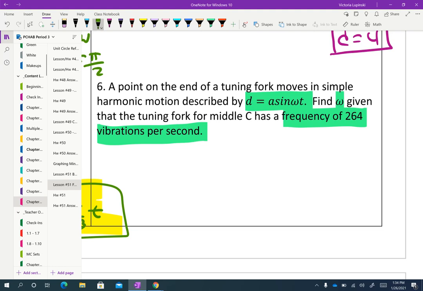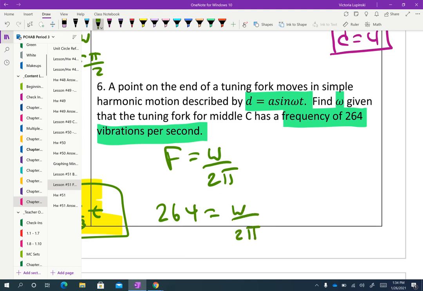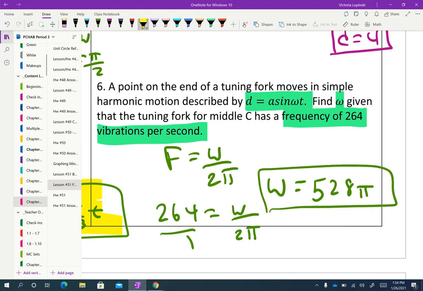So first off, you have to remember that the formula for frequency is W over 2 pi. Because they're telling you that the frequency is 264, you're going to set that equal to W over 2 pi. You're going to cross multiply, which means that the W in this equation is equal to 528 pi. And I don't know if you've ever seen a tuning fork or if you have any kind of music background, but they really do vibrate very quickly. So that's why you're going to get that W. So just something to keep in mind.